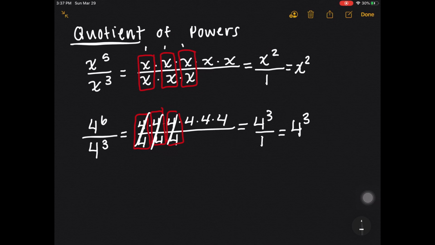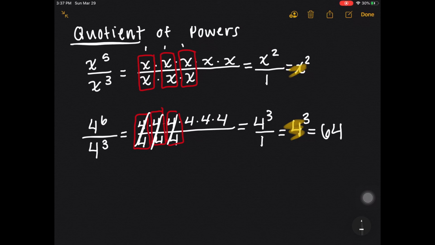Now, this problem is different than the previous problem. In the previous problem, we were using a variable. We were using an x. In this problem, we have a number. We have 4 to the 3rd. We are able to further simplify this. When we do 4 times 4 times 4, we're going to end up with 64 as our answer.